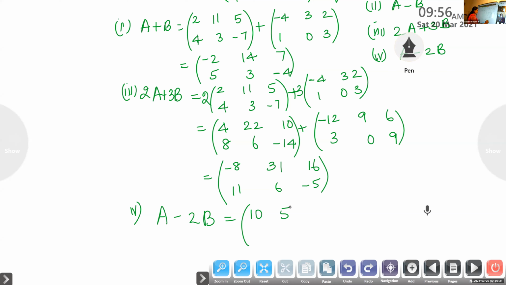10, 5, 1, 2, 3, negative 13. Negative 13. Is it correct, Krishna Jatran? Is it correct? Yes. Yes.